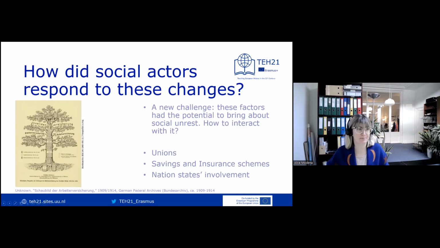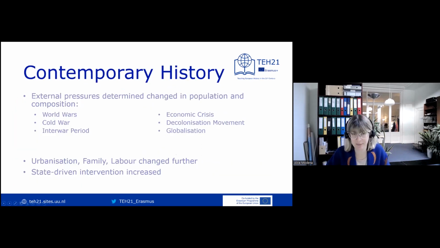In the 20th century, we witnessed several waves of changes in population and its composition, mostly due to external pressures, such as, of course, the two World Wars, the economic crisis of the interwar period, so the Great Depression, the decolonization movement, the fall of the Iron Curtain, just to mention a few. This is one of the elements that determined further changes in urbanization and family, as well as the rise of new theories and approaches to labor and to the welfare state.